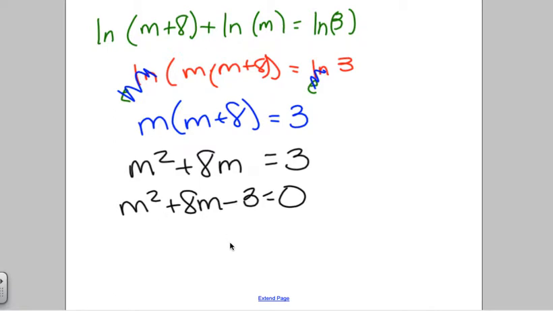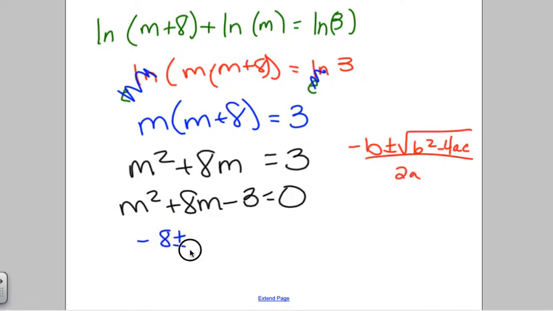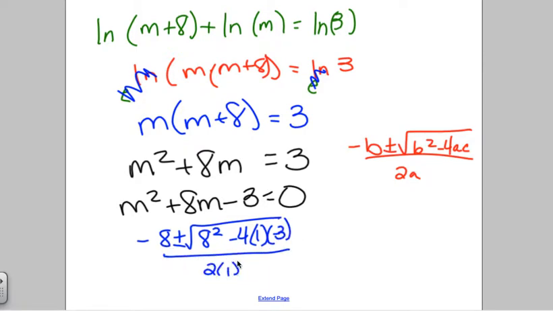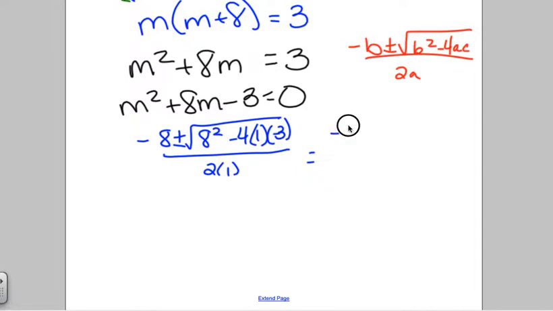Now what happens here is I need to use the quadratic formula. The quadratic formula is negative b plus or minus the square root of b squared minus 4ac, all over 2a. So I have negative 8 plus or minus the square root of b squared minus 4 times a times c, all over 2a. So that's negative 8, this is 64 plus 12, so that's going to be 76 over 2.